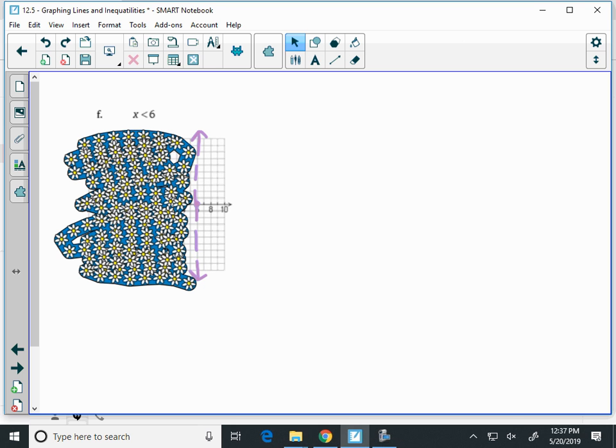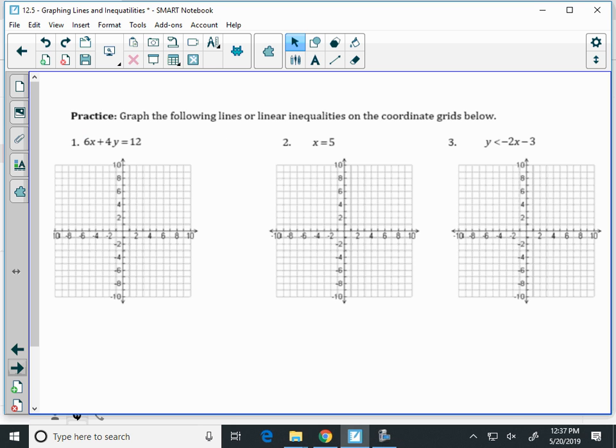Questions over that? So you can try these 3 problems. That's all you have to do. Try those 3. If you have questions, let me know. I'm happy to help.